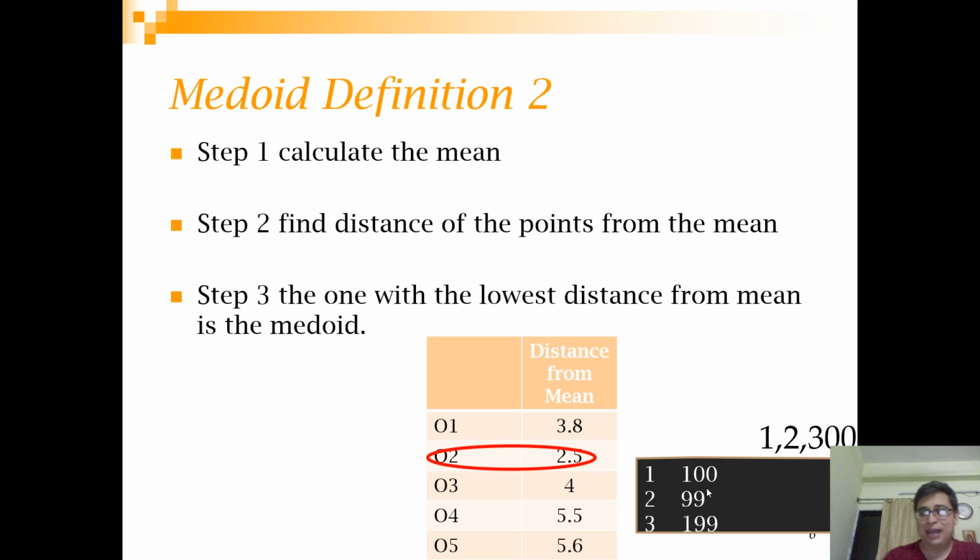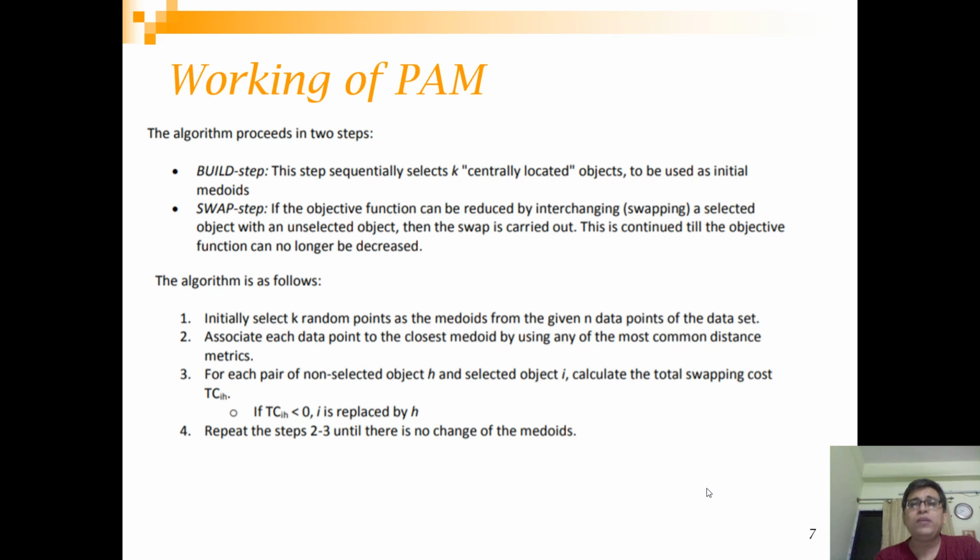Now let's look at the algorithm. In PAM, we start with 2 steps basically. We have a build step. In the build step, we sequentially select k centrally located objects, which will be the initial medoids. And then you pick 1 from these k already selected and one from the n minus k, if n were your original observations, not selected. And you see whether, if you change these two, the cost or the quality of clustering is becoming better. If it is becoming better, you make a swap. So you make this non-selected one a medoid.